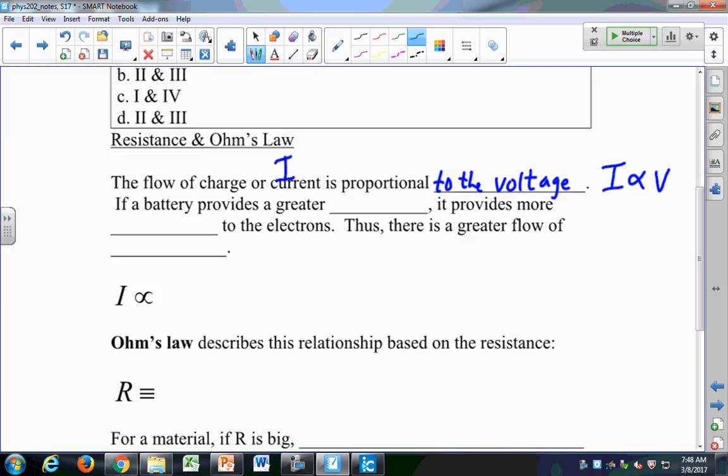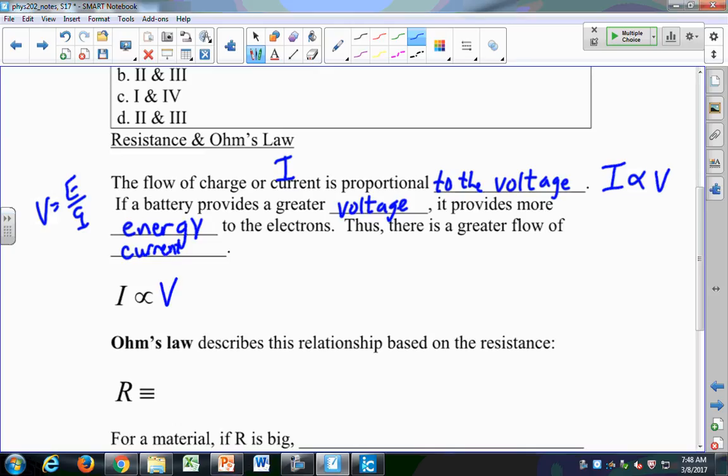So if a battery provides a greater voltage, because voltage is energy per charge, it's going to provide more energy to the electrons. Thus, there's a greater flow of current. So I is proportional to V.